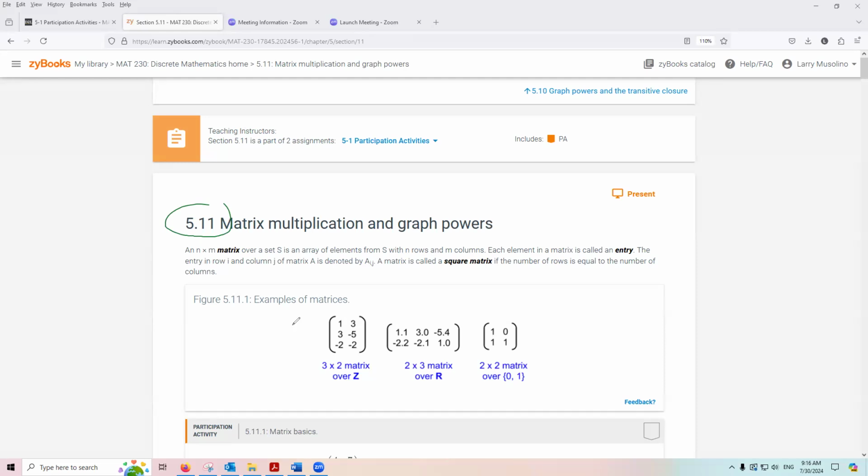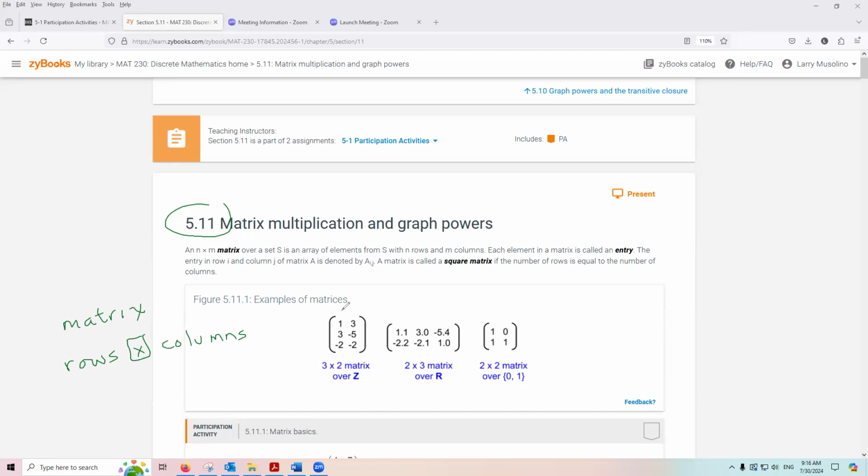And so there's a certain numbering scheme. The way you specify a matrix is you write the number of rows first and then the number of columns second. And you put this little x in between to indicate a separator between rows and columns.